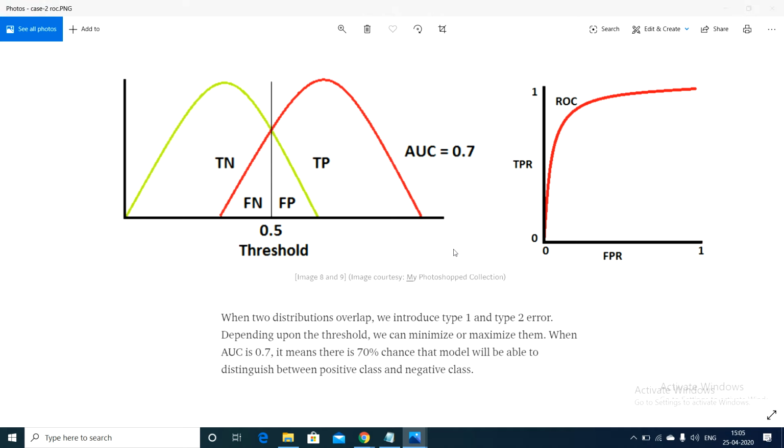Case 2: here there is overlapping between two curves. So there is a possibility of getting type 1 and type 2 error. Okay, now here we are getting type 1 and type 2 error.